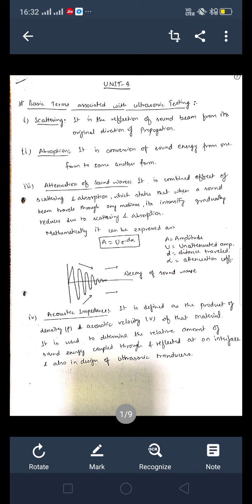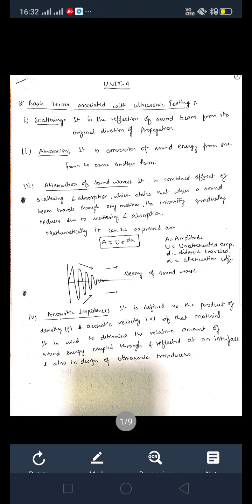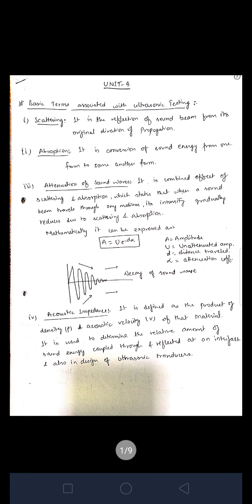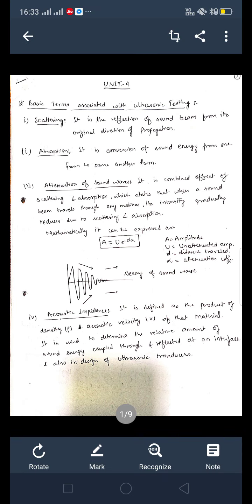It is a family of non-destructive testing techniques based on the propagation of ultrasonic waves in the object or material tested. Again, I repeat: it is a family of non-destructive testing techniques based on the propagation of ultrasonic waves in the object or material tested. Basically, ultrasonic testing depends on ultrasonic waves.